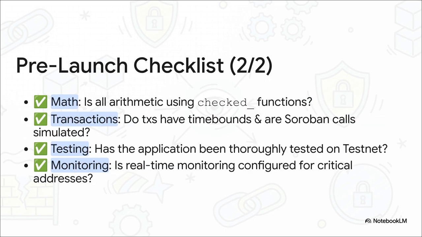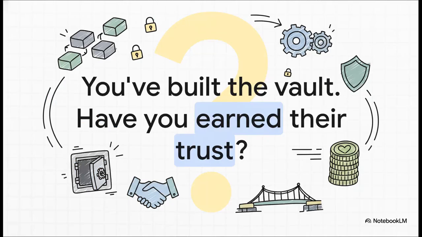And we're not done. Is all your math protected from those sneaky overflow bugs? Check. Do all your transactions have an expiration date, and are you simulating your smart contract calls to avoid failed fees? Check. Has your app been battle tested on testnet until it is begging for mercy? Check. And finally, are your monitoring alerts all set up so you know the second something looks even a little bit suspicious? Check.